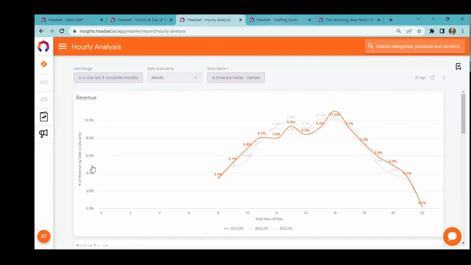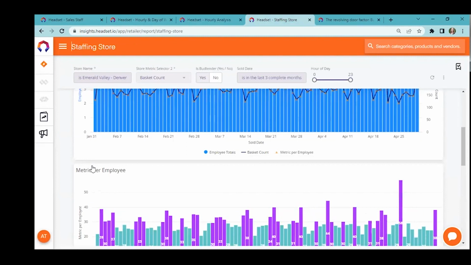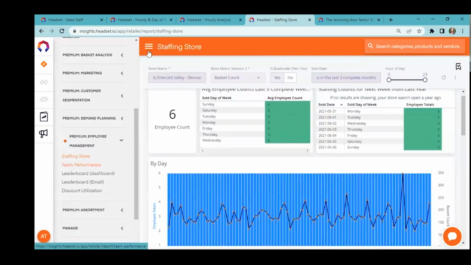I didn't want to overwhelm with too much information. That would be like an hour, a deep dive into staffing store at the moment.